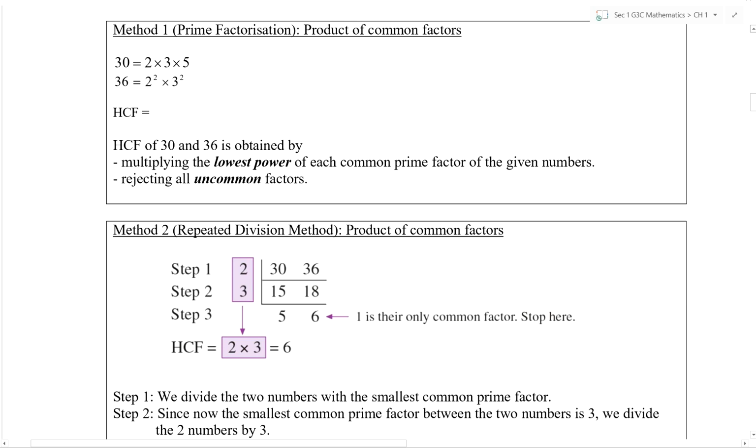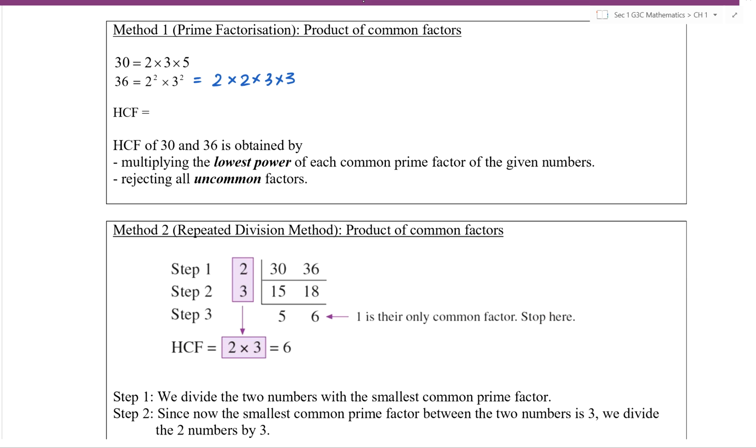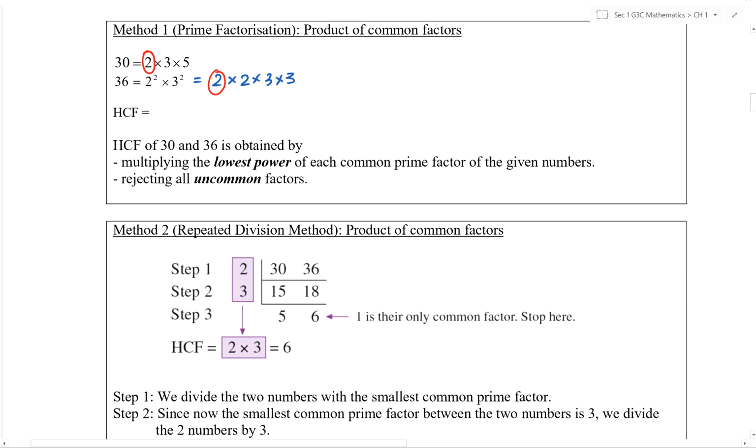Common factors. If I expand 36 out, it is 2 times 2 times 3 times 3, right? Let's find what's common. Let's circle whatever is common, okay? First one, we've got 2 and 2. They are common. What is the next prime factor that is common? 3. Okay, 3 and 3. Any more in common? No, no more already. Highest common factor is 2 times 3, which is 6.